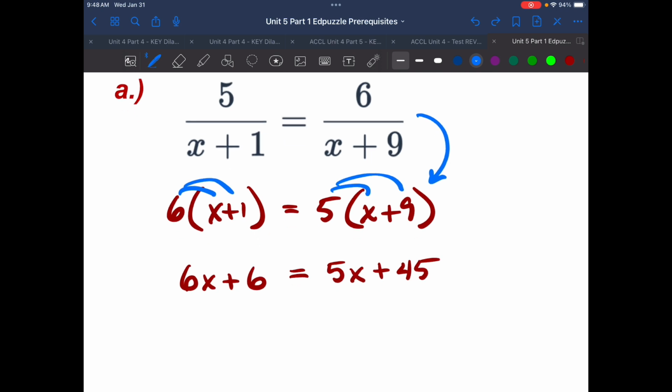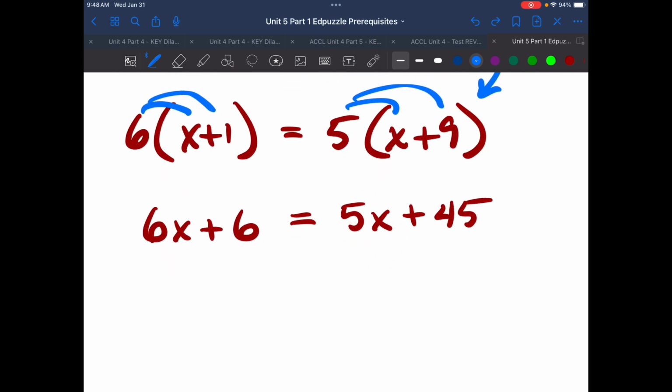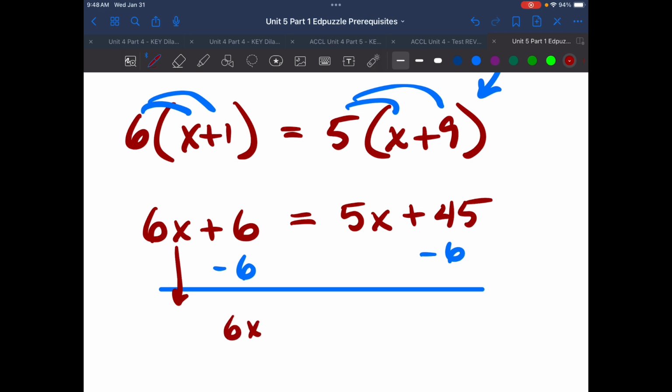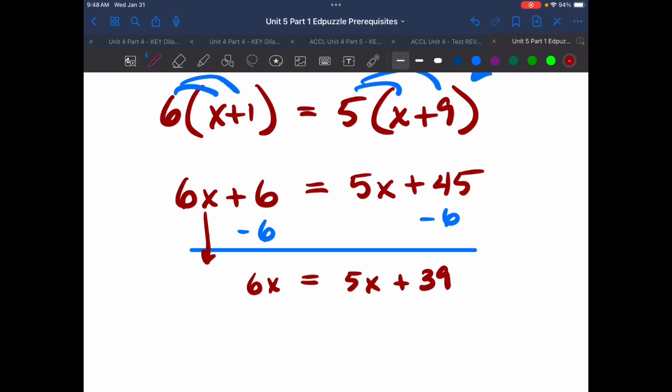So I'm going to choose, and you could start with a couple different things here, but I'm going to start off by subtracting 6 to both sides and carry down my work. That's going to leave me 6x equals, make sure guys, the equations stay equations, drop that equal sign down. And now I have 5x plus, what's that, 39, right? 45 minus 6. Okay, and now we're almost done here.